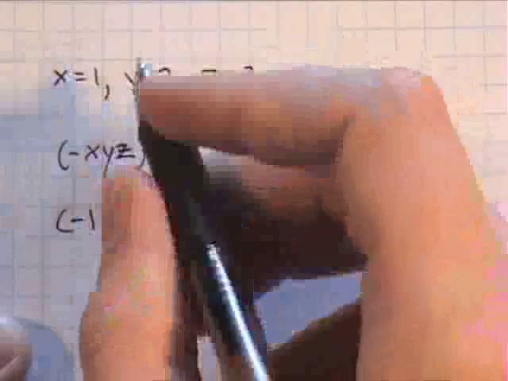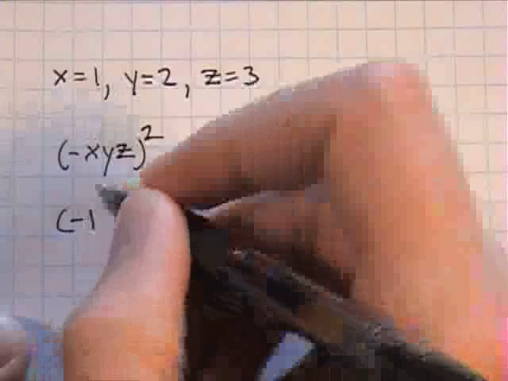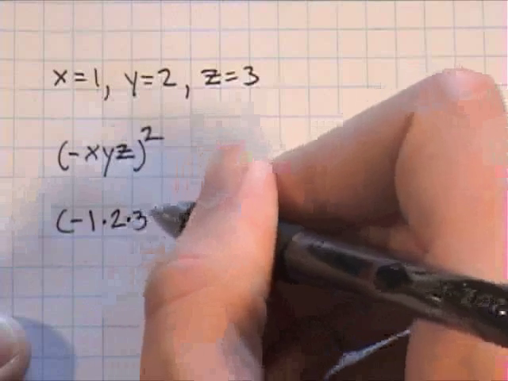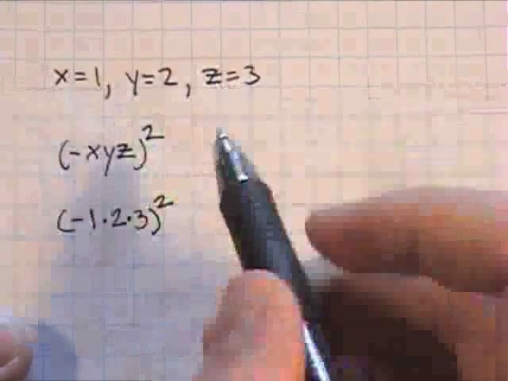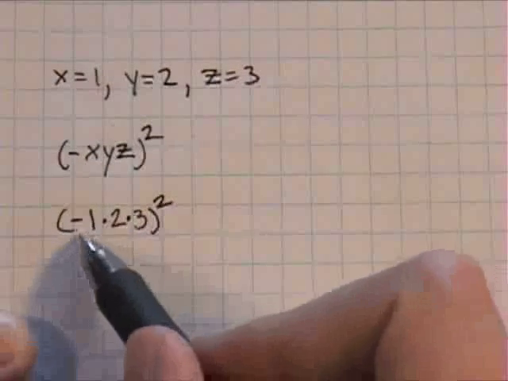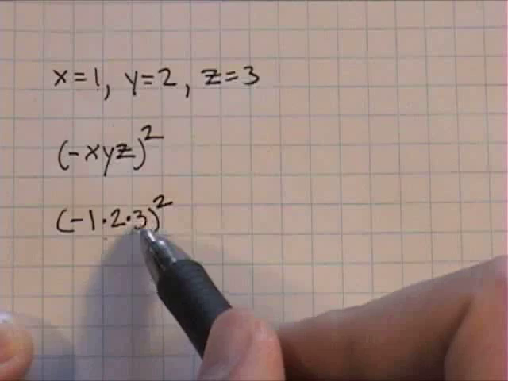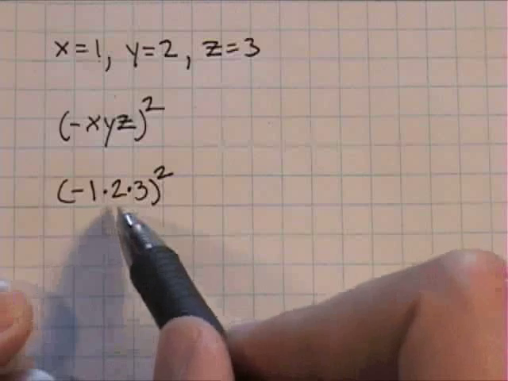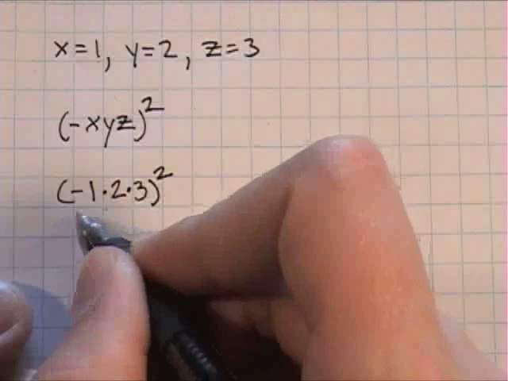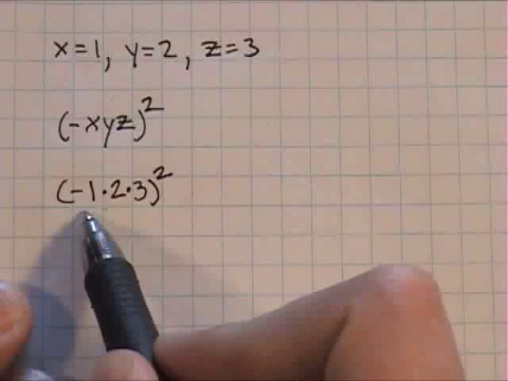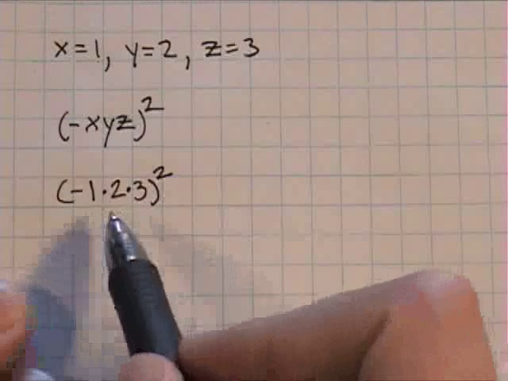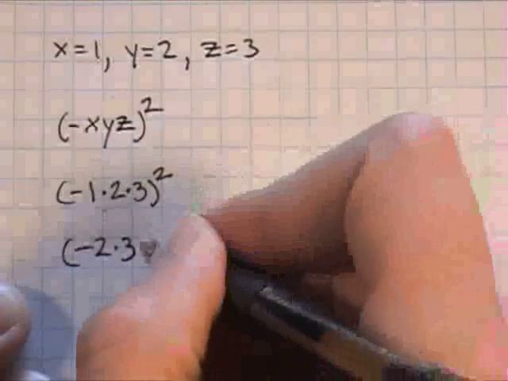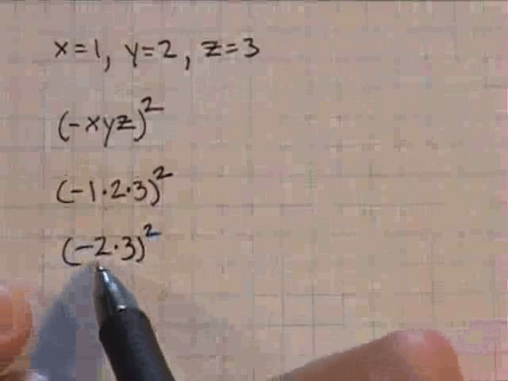So the -1, or simply negative sign, then 1, times 2, times 3, and that's all raised to the power of 2. Now multiply everything out in here and resolve the multiplication, so you form one number. We know that -1 times 2 equals -2. We'll just do this in 2 steps to make it a little bit simpler. So that one becomes -2.